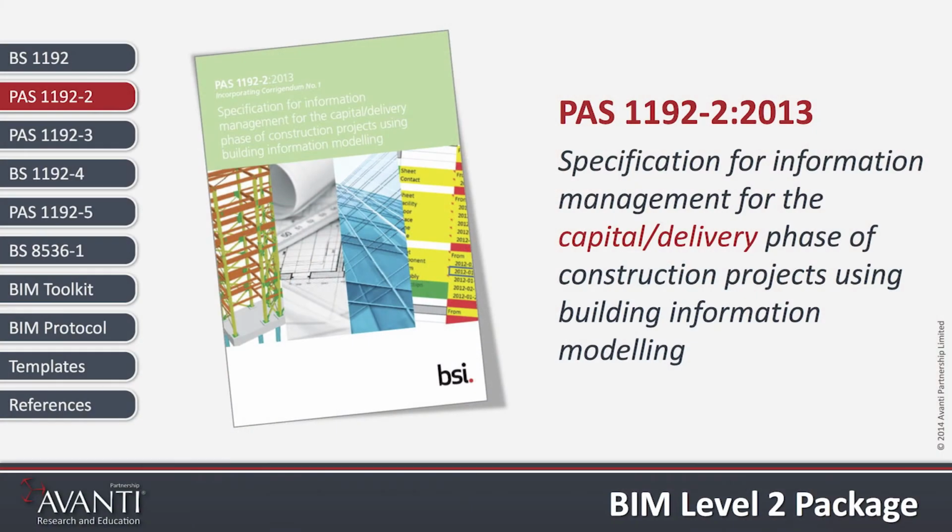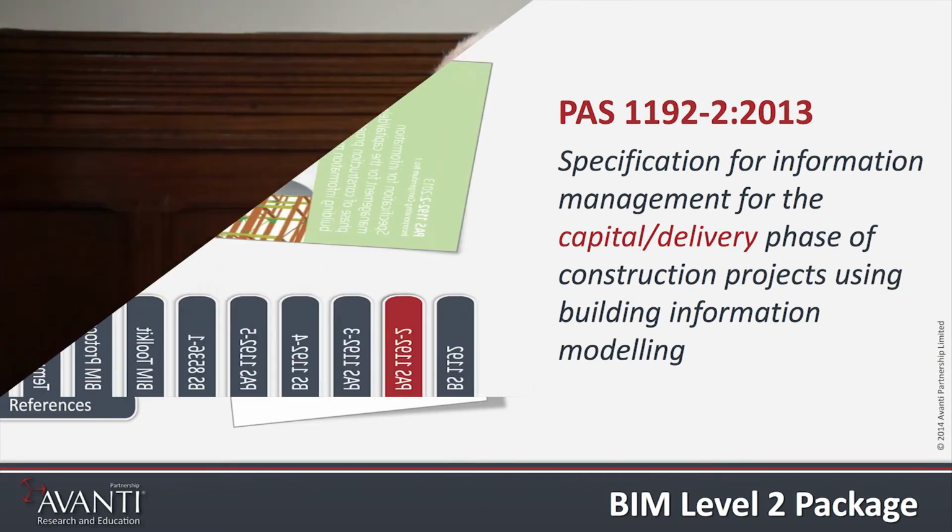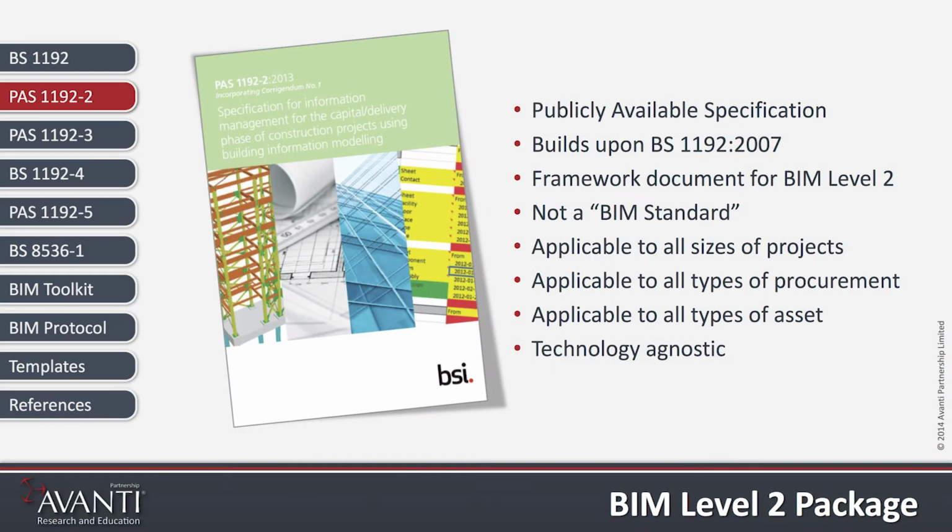PAS 1192 Part 2 is actually the way in which we are going to procure information for the capital delivery phase of construction projects using BIM, or certainly BIM Level 2. Now this process is a publicly available specification. It builds on but does not replace BS 1192. It's a framework document for BIM Level 2. In other words, it specifies what all the other standards are that must be used. In itself, it is not a BIM standard.